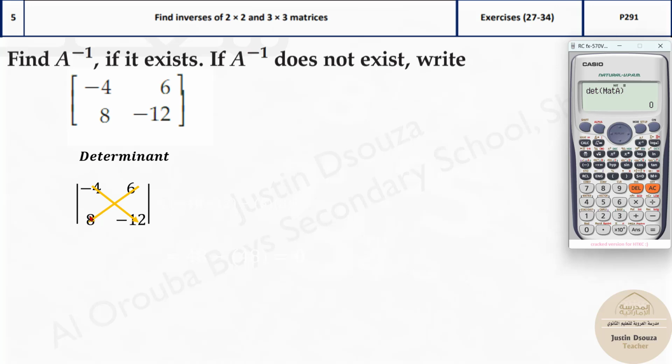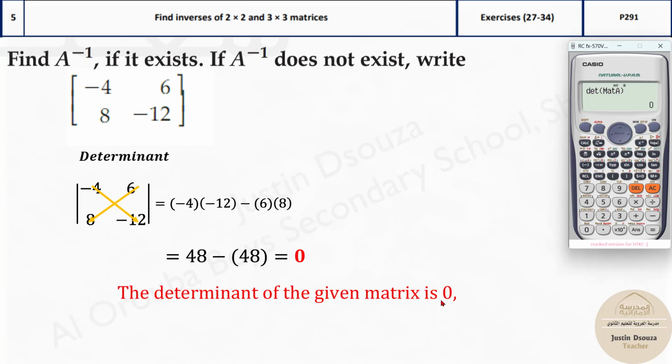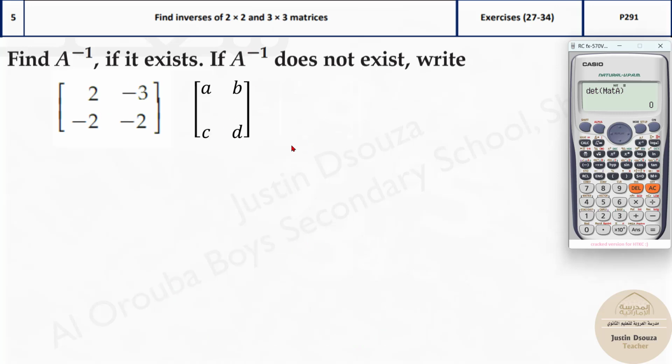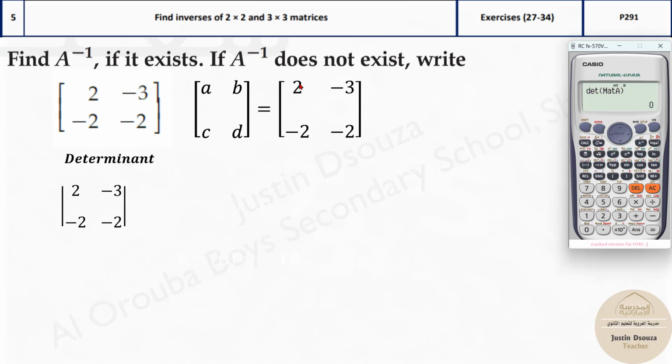You just have to find the determinant. These opposite things are multiplied to each other and minus the other thing. So it's first left to right minus right to left. And then find the determinant. Your determinant is 0. That means this is a singular matrix. The determinant does not exist. Inverse does not exist. And if you want to solve otherwise, you need to consider these as A, B, C, D and find the determinant. Left to right, 2 times minus 2 and then minus 3 times minus 2. You get the answer over here as minus 10.